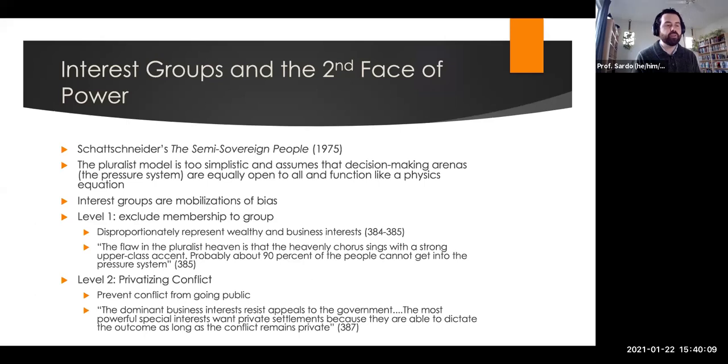And as Schattschneider writes, the dominant business interests resist appeals to the government. The most powerful special interests want private settlements because they're able to dictate the outcome as long as the conflict remains private. So business interests and other interest groups try to settle things with private lawsuits or private settlements rather than people actually mobilizing and trying to influence political actions.